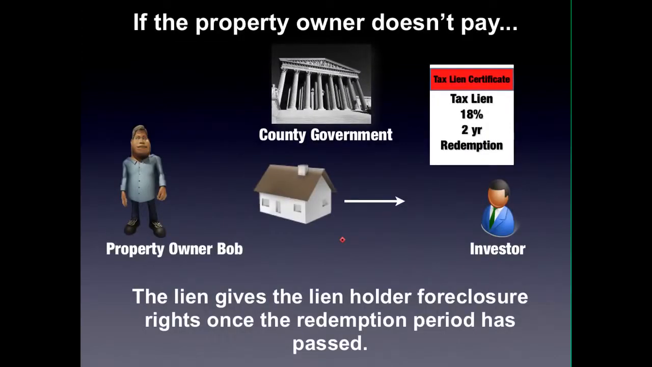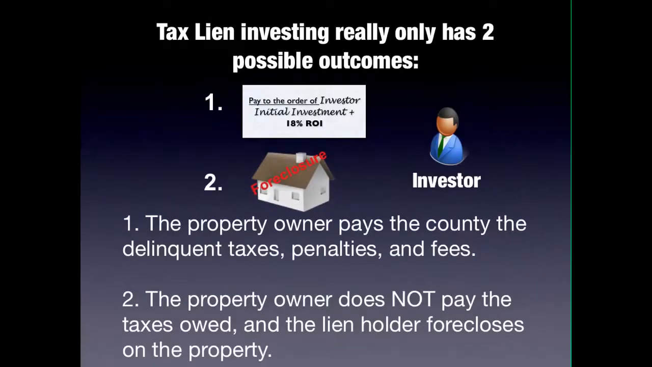But if the property owner doesn't pay, if Bob decides he doesn't want to pay the tax lien certificate, this lien gives the lien holder, the investor, the right to foreclose on the property once that redemption period is expired. So in this example, we would have a 2-year redemption period. If Bob didn't pay back the tax lien certificate within that 2 years, the investor can go ahead and foreclose and become the new property owner.